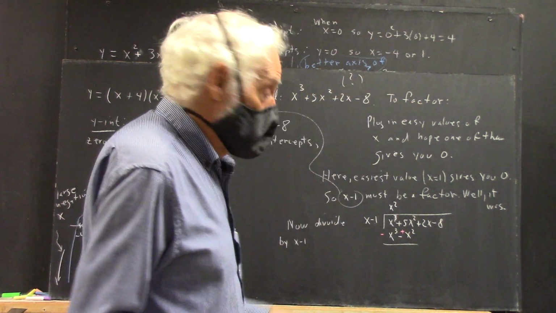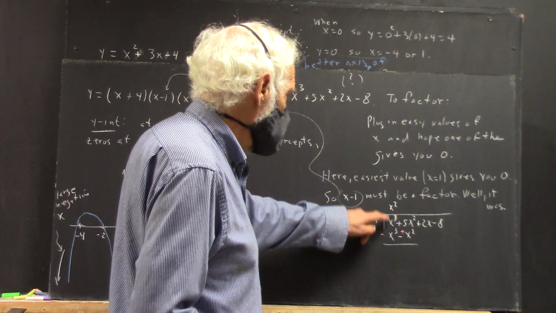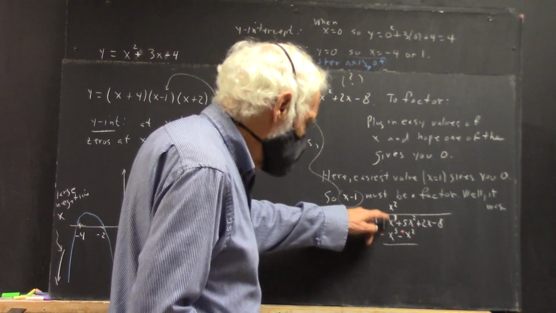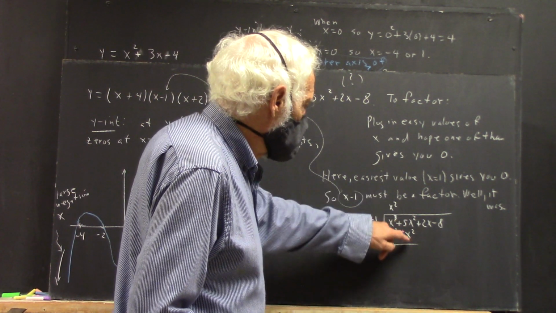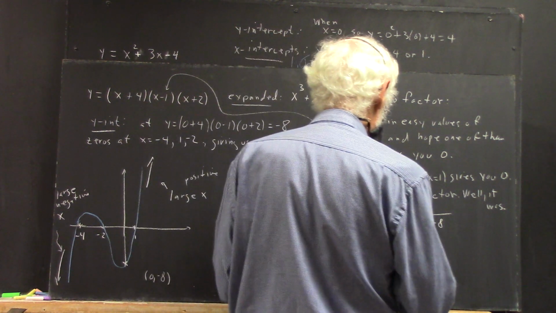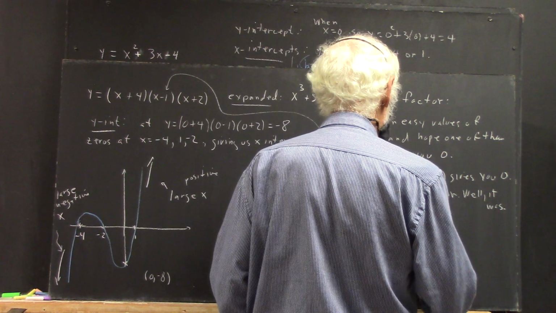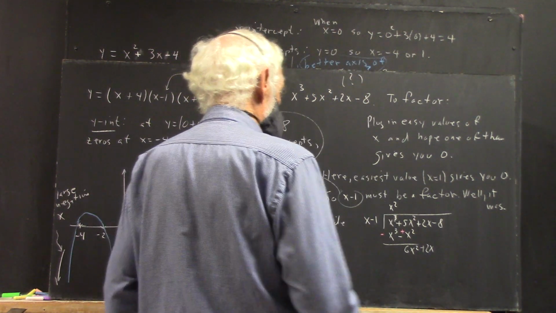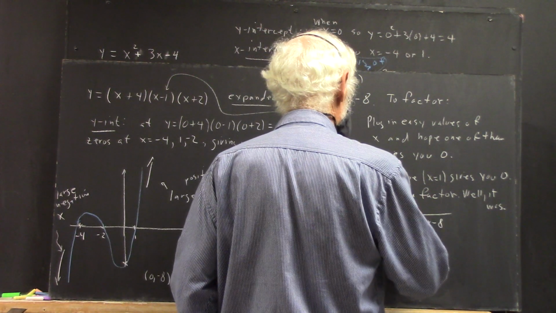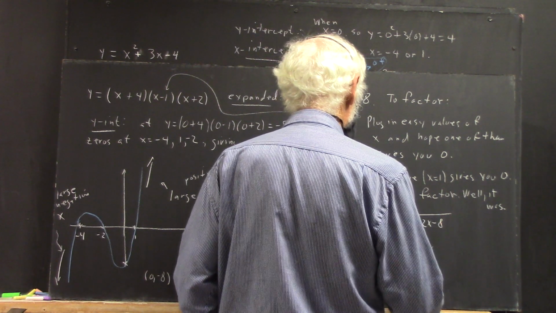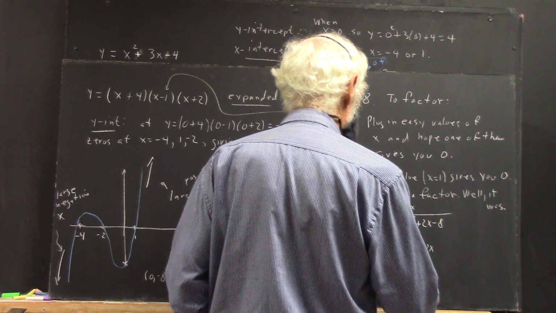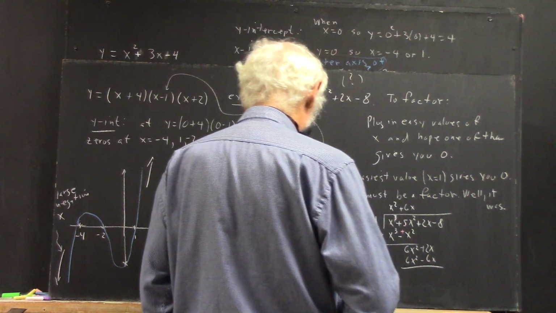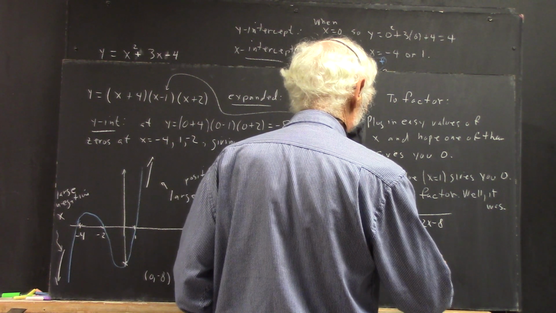But we subtract, which means that we do x cubed and negative x cubed, 5x squared and positive x squared gives us 6x squared. And we bring down this 2x. And now we divide the x into 6x squared and we get plus 6x. Multiply that by the x minus 1, 6x squared minus 6x. Make a little note to change our signs.